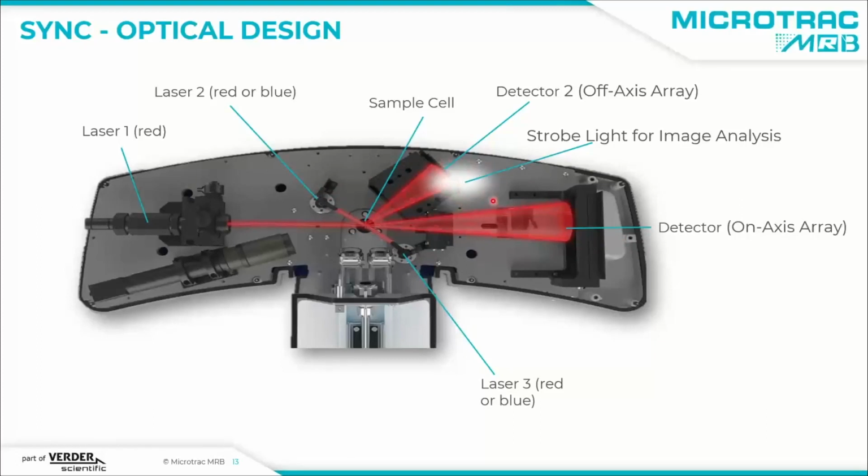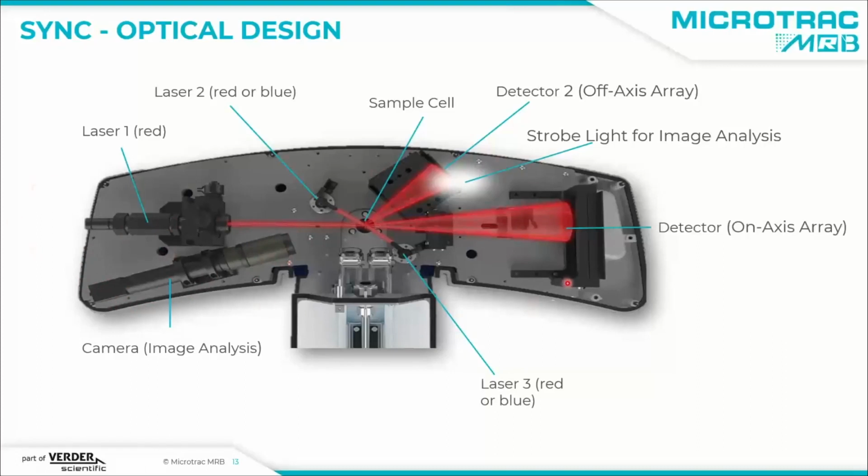One thing that makes the SYNC special compared to other laser diffraction analyzers is that we have an additional light source, a stroboscopic light, that illuminates the cell and the particles, and the shadow projections of the particles are recorded by a camera. So this gives us additional image information.